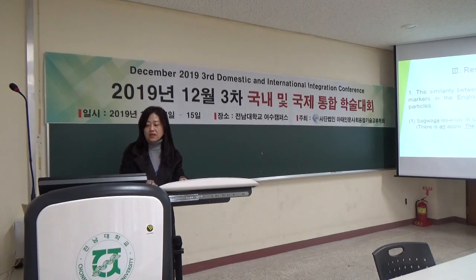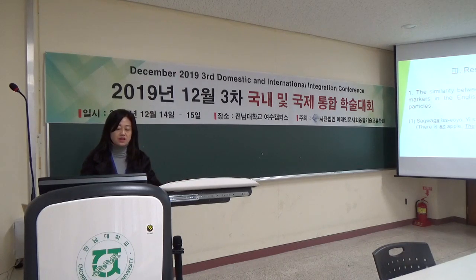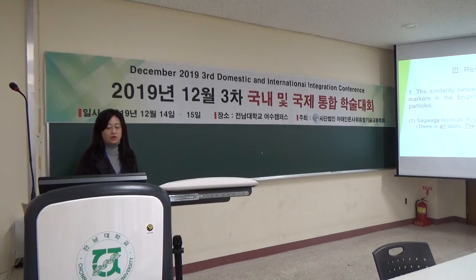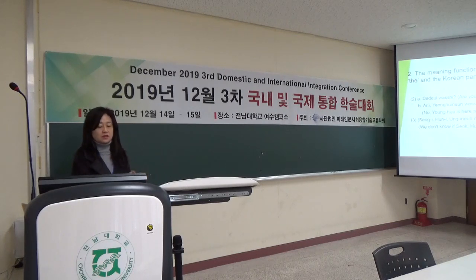In the results, I will tell you about three things. Number one, the similarity between new and old information markers in the English article and the Korean particles. Look at the examples. Example one: 사과가 있어요. 이 사과는 맛있어요. They mean there is an apple, the apple is delicious. Example two: 다들 왔니? It means are you all here? And the answer: 아니, 영희는 왔는데 민수는 아직 안 왔어. That means no, 영희 is here and 민수 is not here. Example three: 석이, 훈이, 웅이는 몰라도 철수는 밥을 먹는다. That means we don't know if 석, 훈, and 웅 ate or not, but 철수 eats rice.